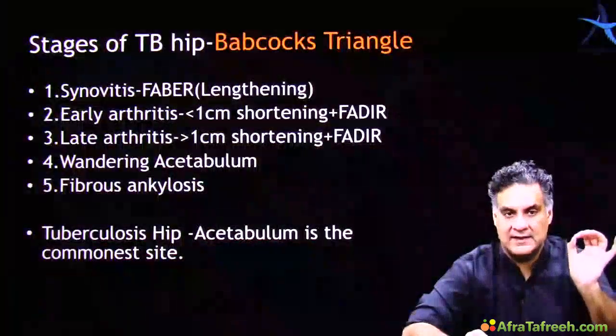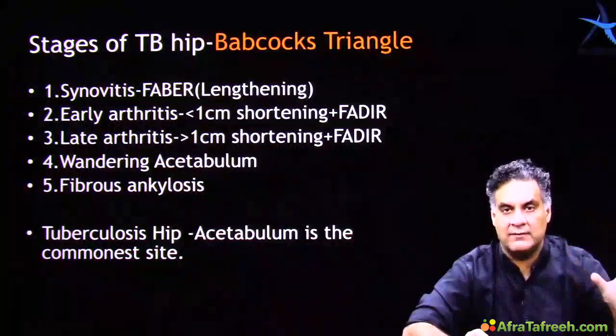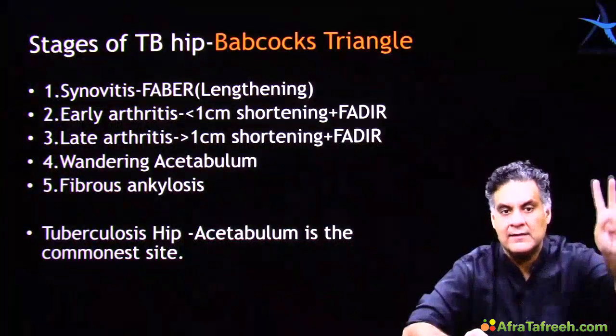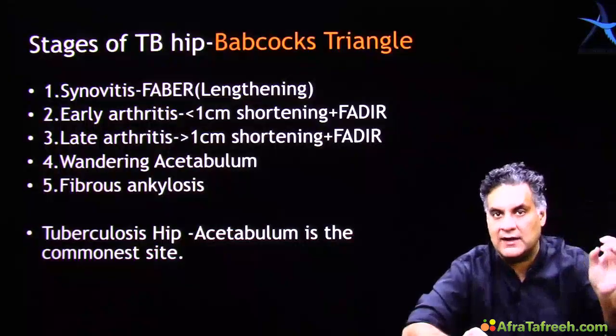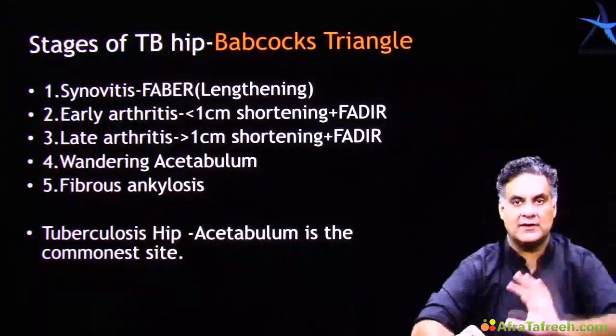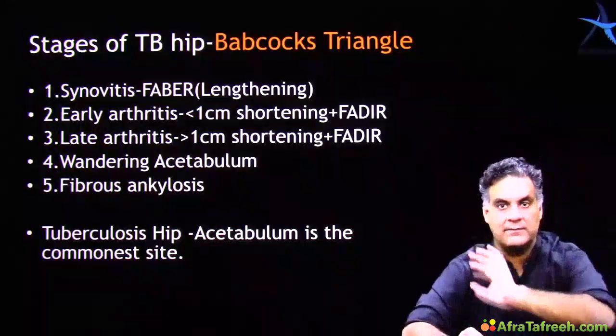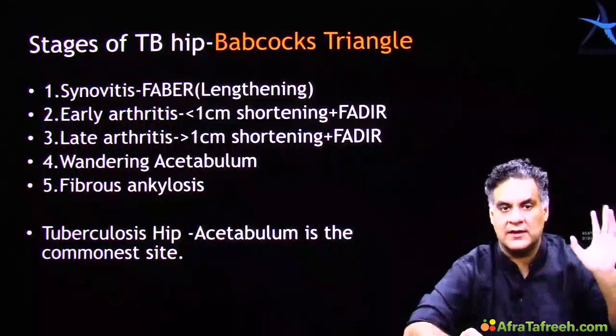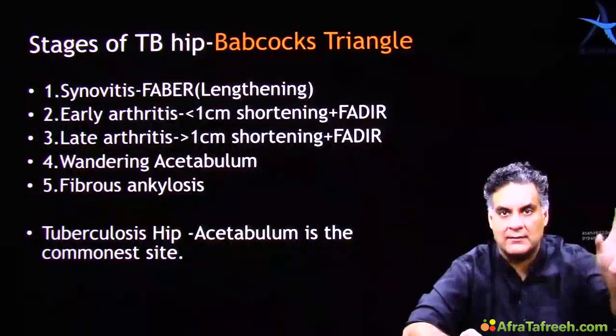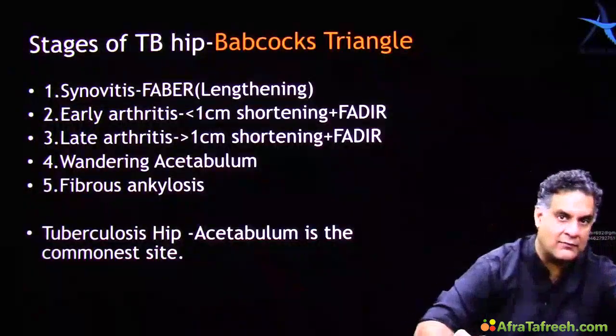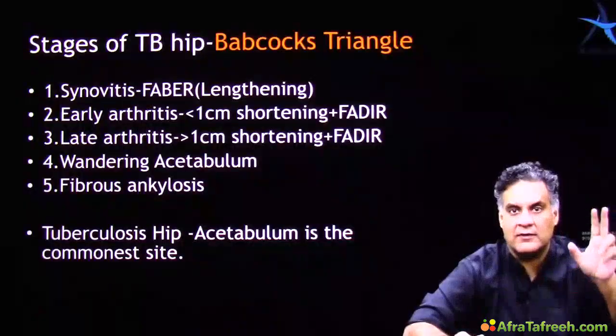TB hip stages: synovitis causing FABER, lengthening, the only stage of lengthening. Early arthritis, damage to the cartilage, less than 1 centimeter shortening and FADE: flexion, adduction and internal rotation. Late arthritis, more than 1 centimeter shortening, damage to the joint, unstable femoral head migrating from one corner of the acetabulum to the other, wandering acetabulum.